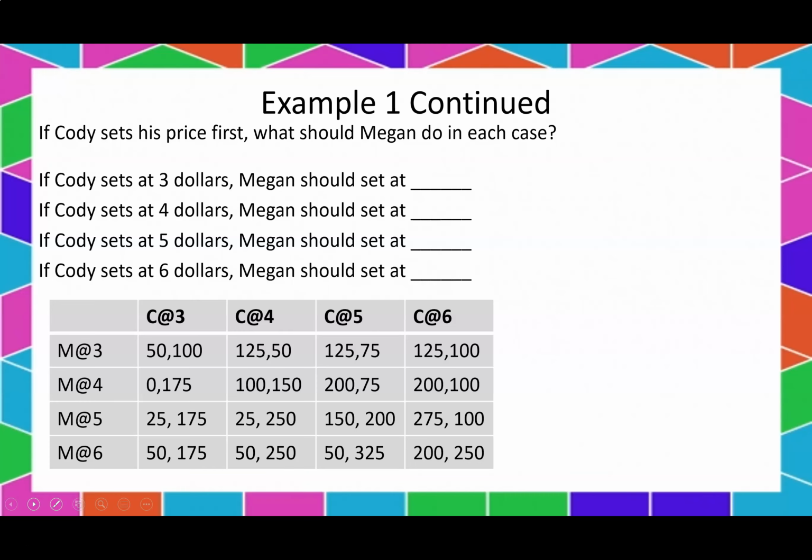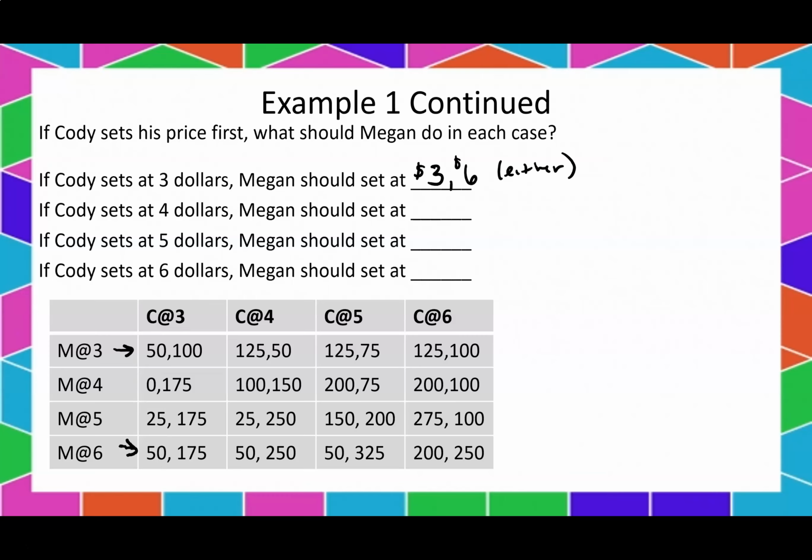So here's the question. If Cody sets his price first, what should Megan do? This is not realistic where Cody's like, hey, I'm going to show my cards and tell you what I'm setting at. But if he does happen to do that, then Megan should make a smart move. So if Cody sets at $3, should Megan take the 50, 25, or 50? Well, she should set at either $3 to get the 50, or should set at $6. Okay, so she should set at either.